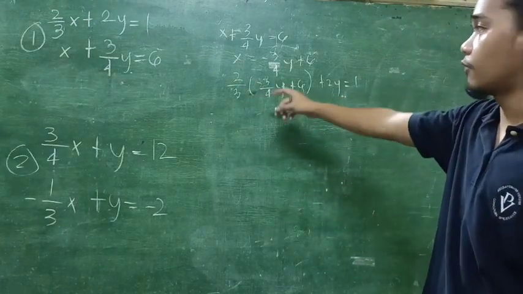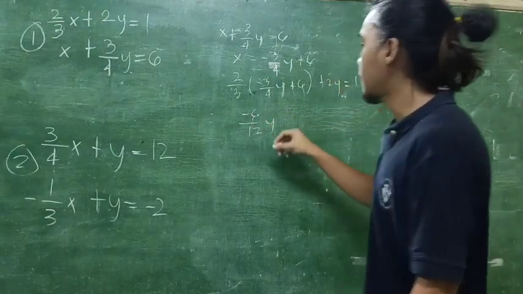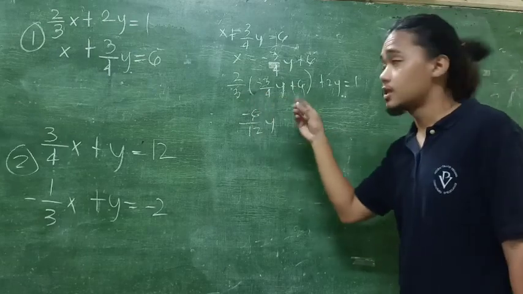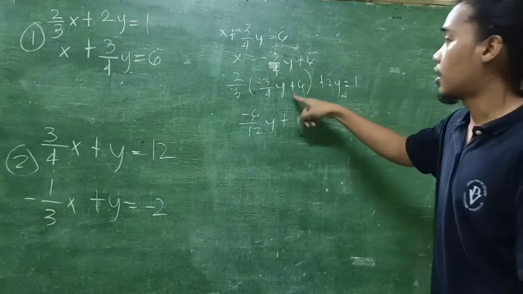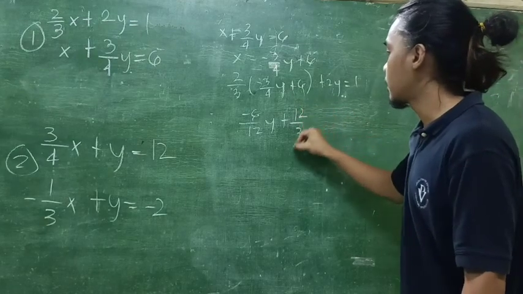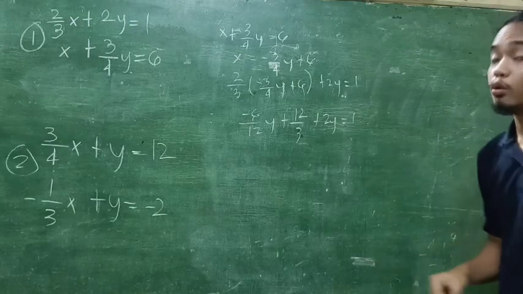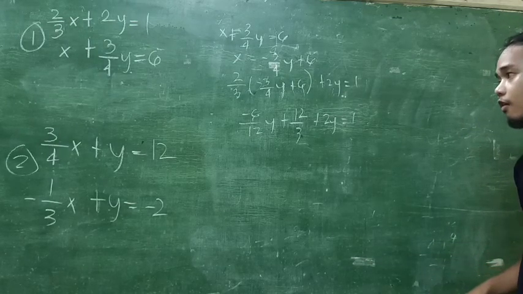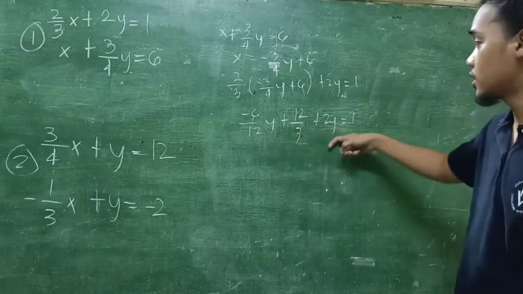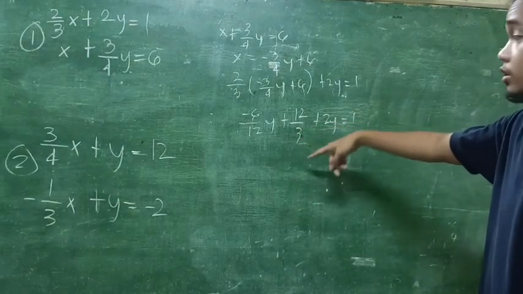2/3 times negative 3/4 is negative 6/12 y. 2/3 times 6 is plus 12/3, plus 2y equals 1. What we're going to do here is combine the like terms. So we have the variables of y here and our constant. So we just have to transpose the constant to the other side.